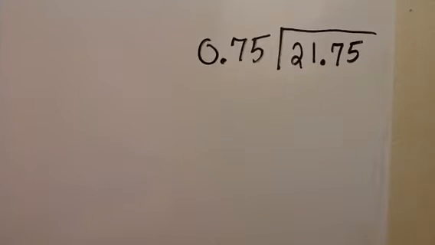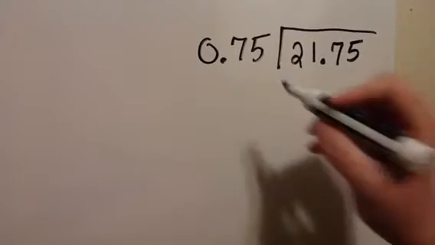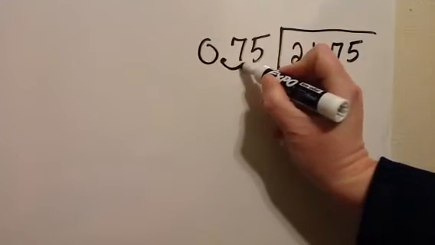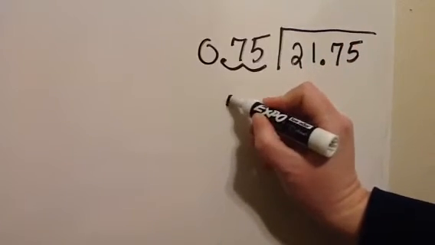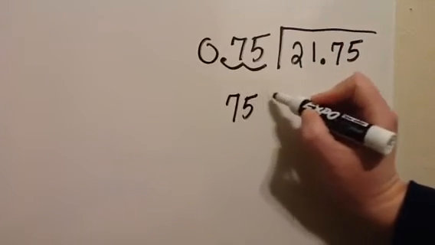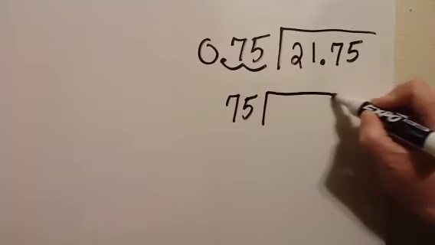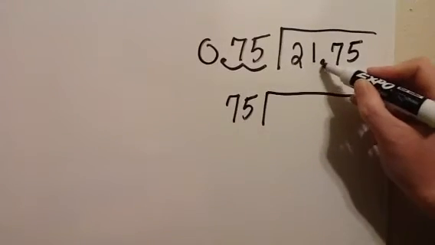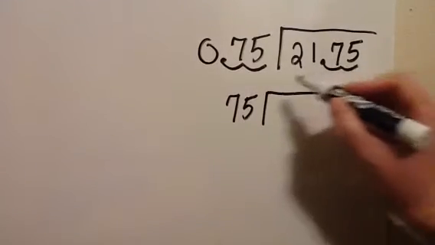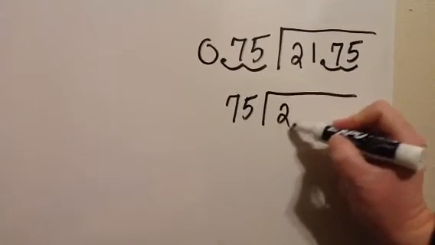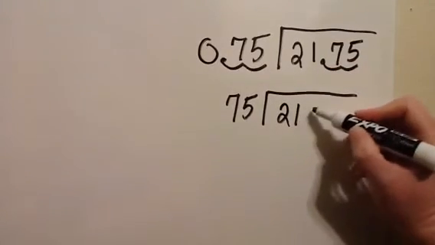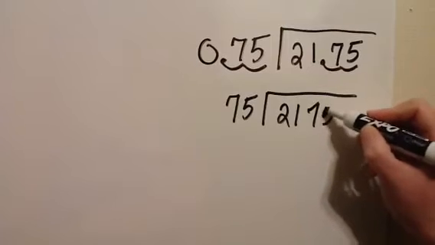Number 16, we have 75 hundredths, and we're going to divide it into 21 and 75 hundredths. So, the first thing we're going to do is move our decimal 2 places in our divisor to make it a whole number. And then in our dividend, we're going to move it 2 places because we moved it 2 places in our divisor. So now we have 2,175.